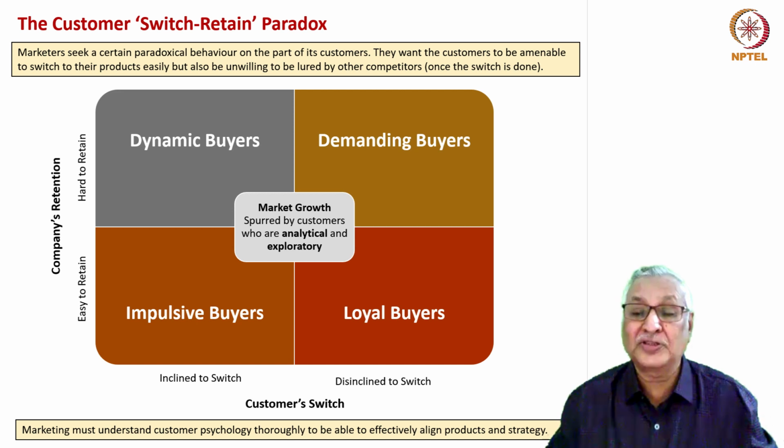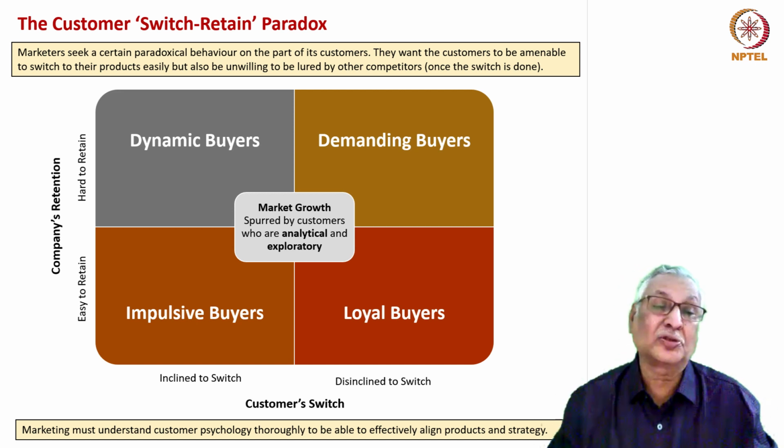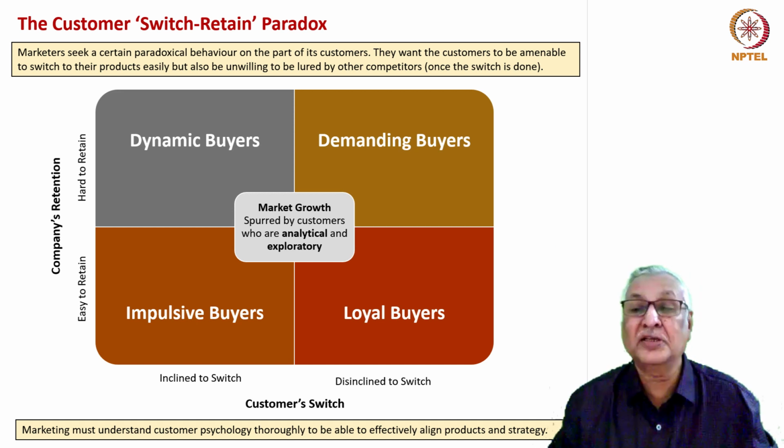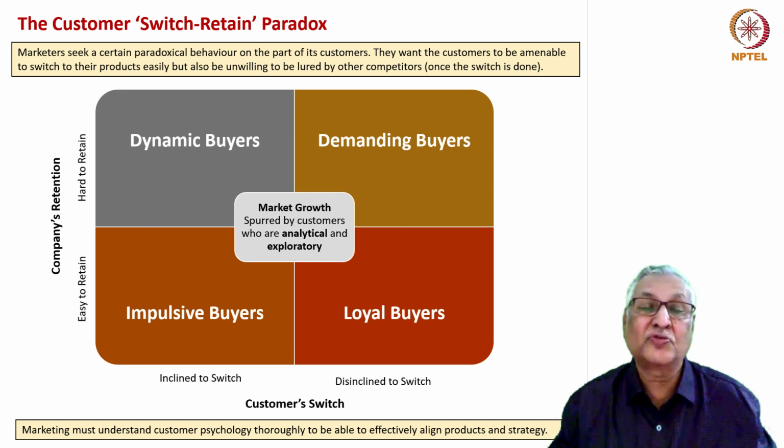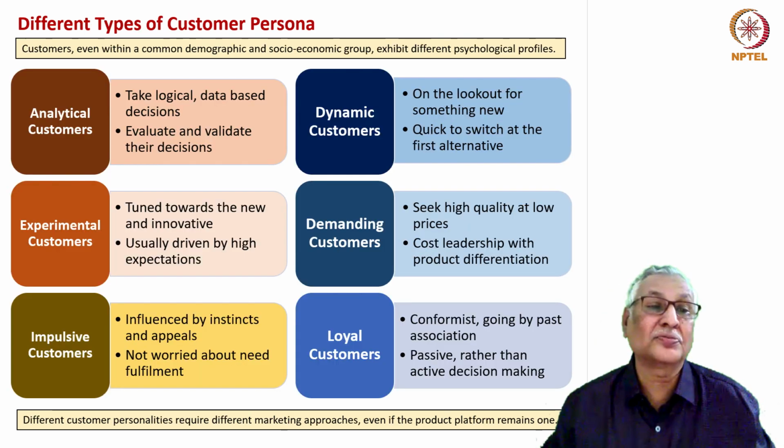We can also visualize a situation where customers are disinclined to switch and also they are hard to retain. They are the real demanding buyers. You need the highest level of marketing to make those buyers accept your products or services. Marketing must understand customer psychology thoroughly to be able to effectively align products and strategy to these four classes of buyers. In fact, we can extend the buyer classifications a little more.